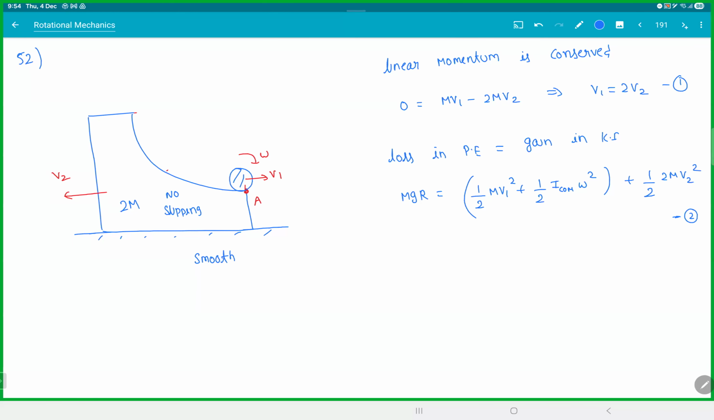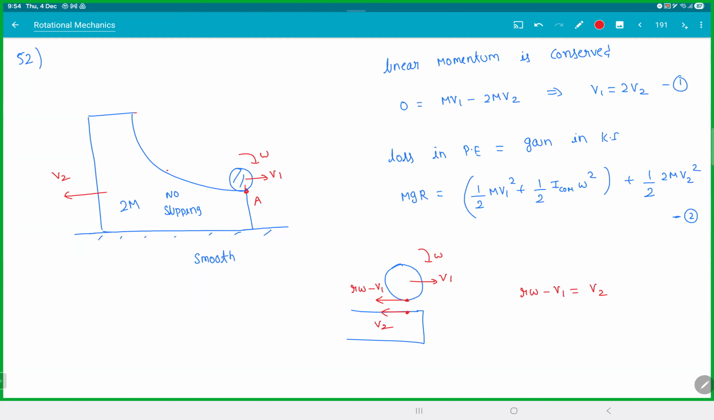Then normally people do a goof up. They think v is equal to r omega. That's the goof up. Now, if you look at the sphere and the surface, this guy is going with v1 and this guy is rotating with omega. So this point is going with v1 minus r omega. And this point is going with v2 backward. Let me write it like this. So this point is going back with r omega minus v1. So the no slipping condition is r omega minus v1 is equal to v2.